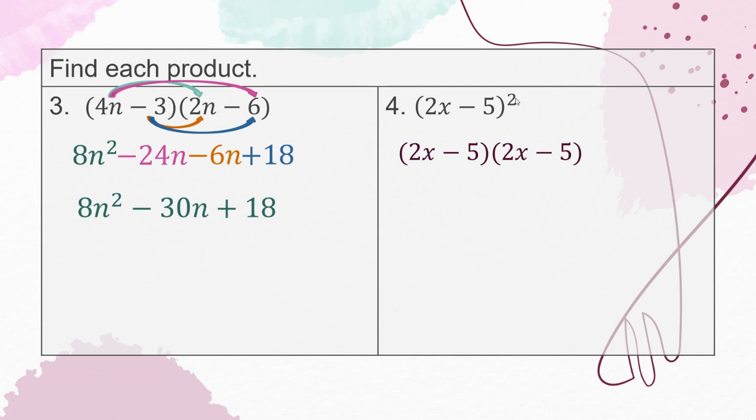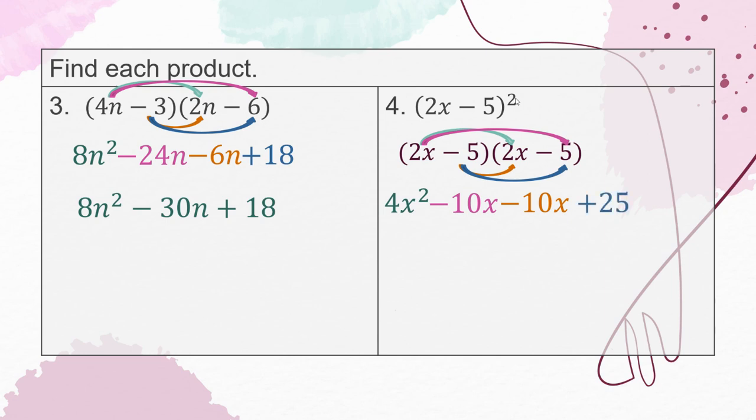And then we're going to distribute the 2x. 2x times 2x gives us 4x squared. 2x times minus 5 gives us minus 10x. Next, we're going to distribute the minus 5. Minus 5 times 2x gives us minus 10x. And then minus 5 times minus 5 gives us plus 25. And then we can combine like terms. 4x squared minus 20x plus 25.